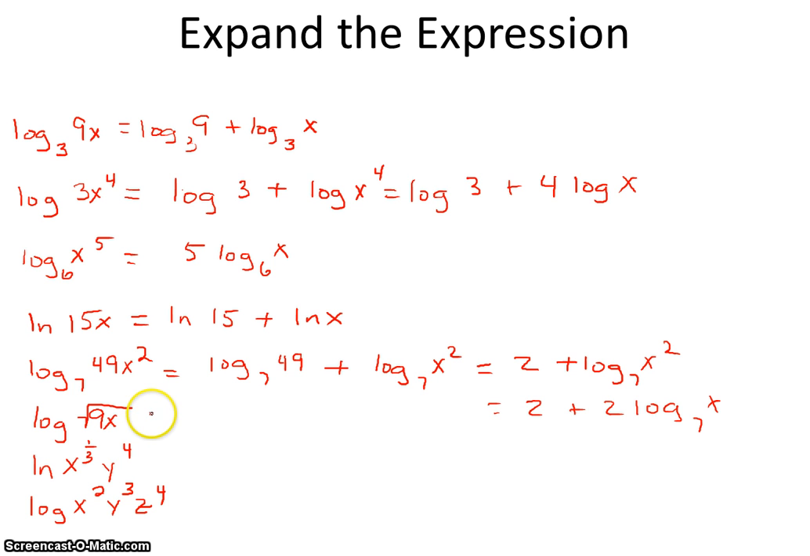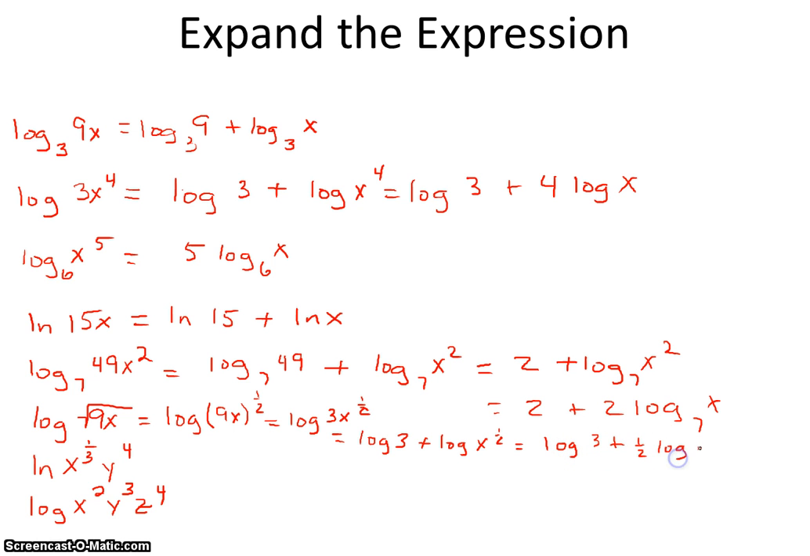This one's a little harder because you have to do the power property first. Okay, this one's a little trickier. I'm going to actually just rewrite it first so you can see it. Same thing as what I just had, but I know what the square root of 9 is, so I'm going to rewrite again. So then I have log 3x to the 1/2 power, and now you can employ the product property. Log 3 plus log x to the 1/2, which is equal to log 3 plus 1/2 log x, and that's the final answer.